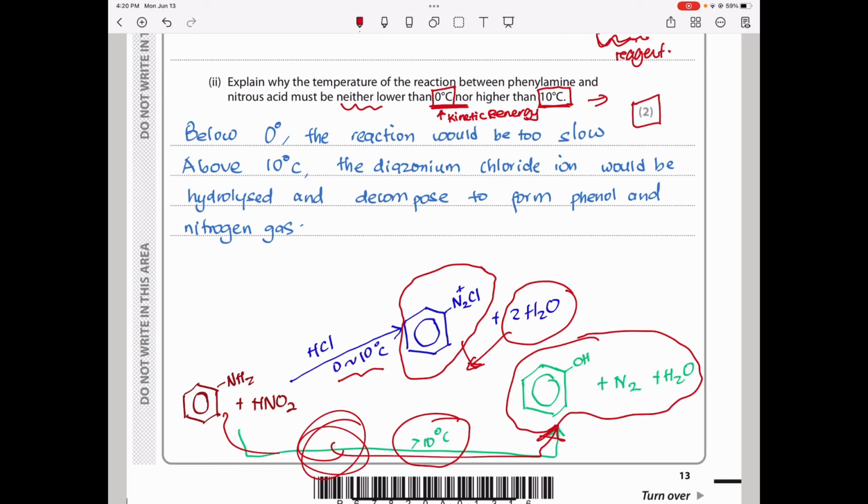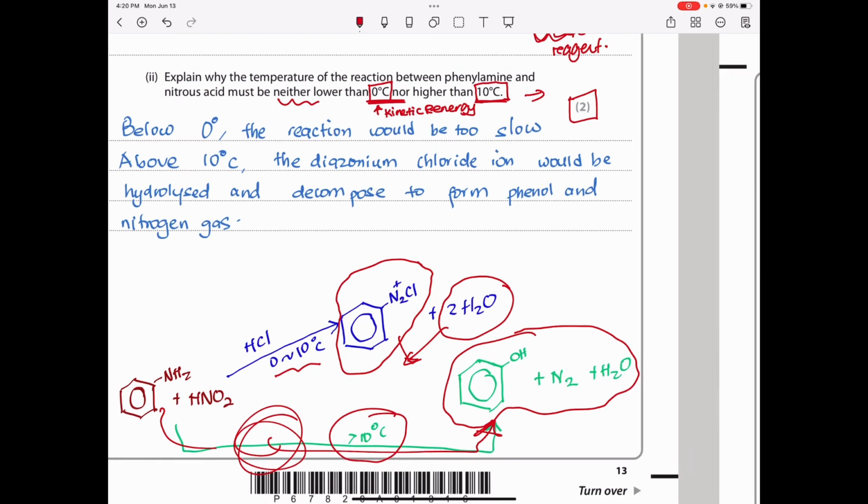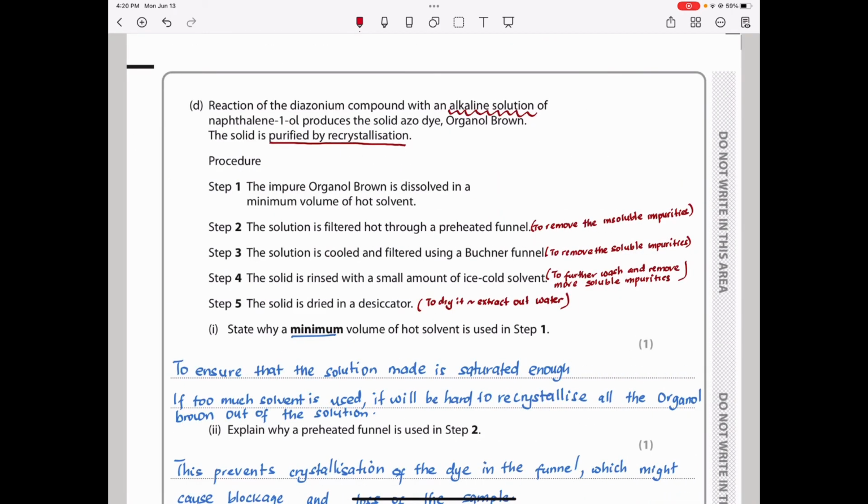Just say below 0, the rate of reaction is going to be too slow. Above 10, the diazonium chloride will be hydrolyzed to form phenol as well as nitrogen gas. Next, here we see the reaction of a diazonium compound with an alkaline solution of naphthalen-1-ol, which produces the solid dye, organobrown. The solid is purified by recrystallization.